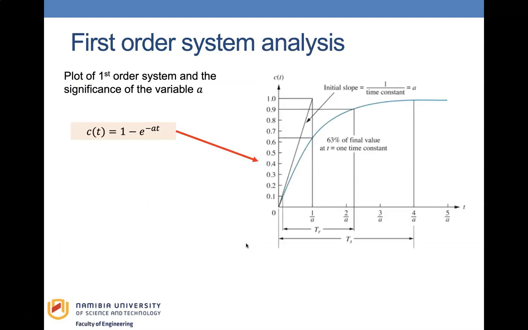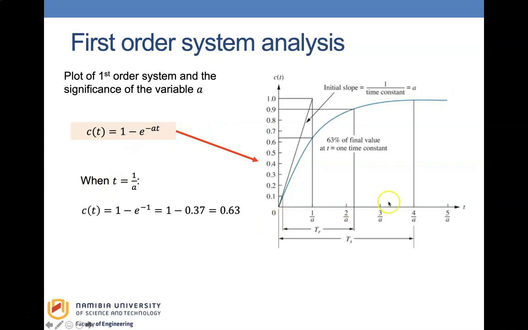So if you plot this first order system by choosing different values of time and plotting c(t), so you have c(t) on this axis and you have your time on this axis, you will have this shape of the response, and you can see the blue line here is your response and is exponential.